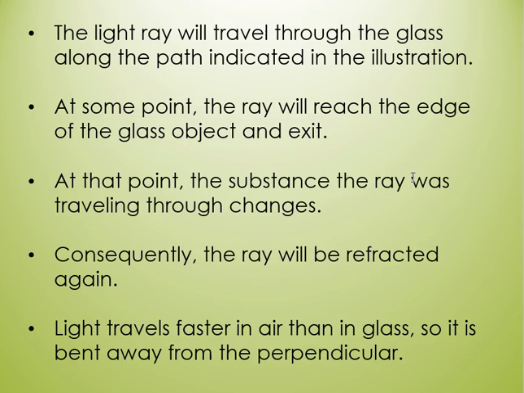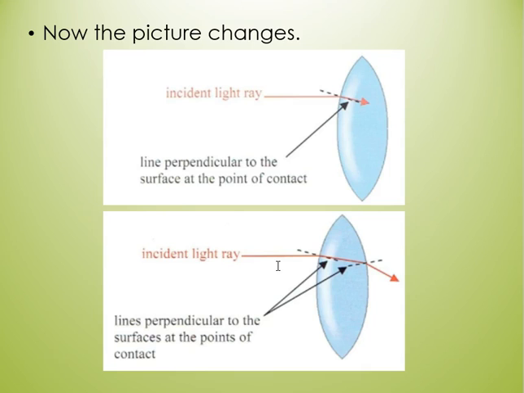A light ray will travel through the glass along the path indicated in the illustration we just showed. At some point, the ray will reach the edge of the glass object and it's going to exit. At that point, the substance the ray was traveling through changes, so it changes from being inside of the lens now to being in the air. Consequently, the ray will be refracted again. Because light travels faster in air than in glass, it is bent away from the perpendicular.